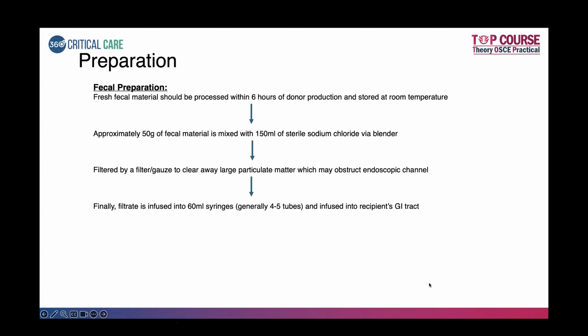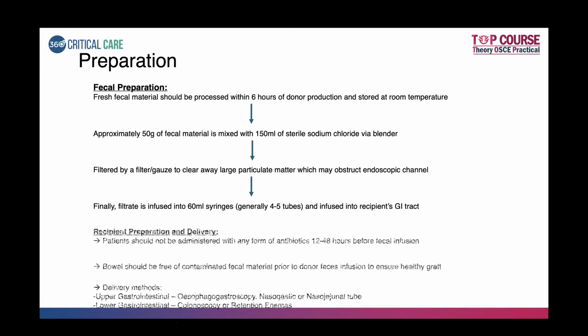For fecal preparation, fresh fecal material should be processed within 6 hours of donor production and stored at room temperature. About 50 grams of fecal matter is mixed with 150 ml of sterile sodium chloride via a blender. It is filtered with a filter or gauze to clear large particulate matter which may obstruct the endoscopic channel. Finally, the filtrate is drawn into 60 ml syringes, generally 4 to 5, and then infused into the recipient's GI tract. This is the basic preparation process.